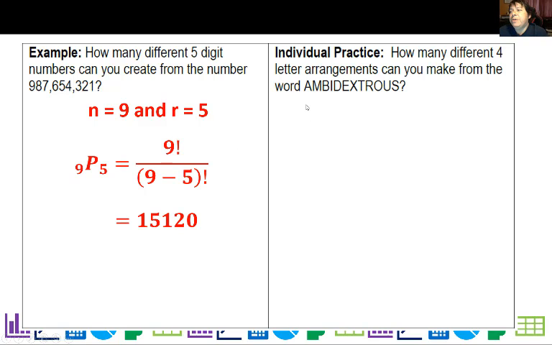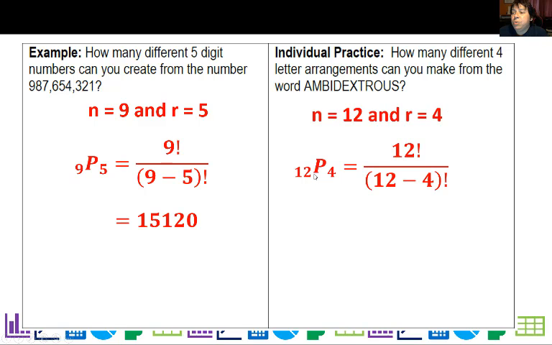How many different 4-letter arrangements can you make from the word ambidextrous? Well, there are 12 letters here to choose from, and we're going to take 4. So it would be 12P4 right there, and if you run that on your calculator, or you could go 12 factorial divided by 8 factorial, which is 11,880.